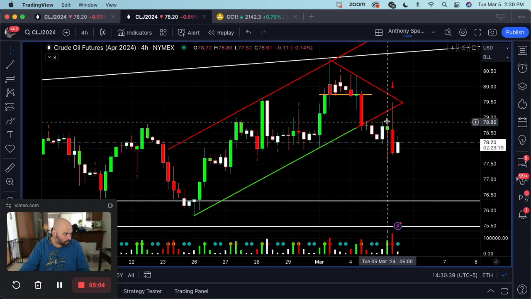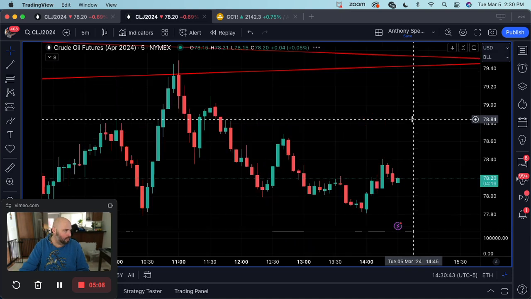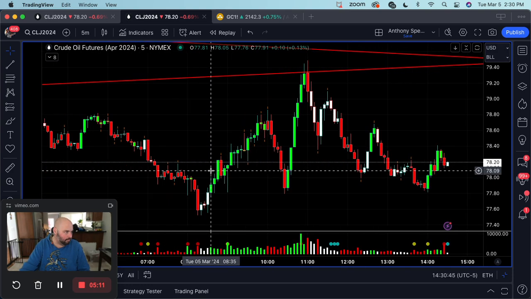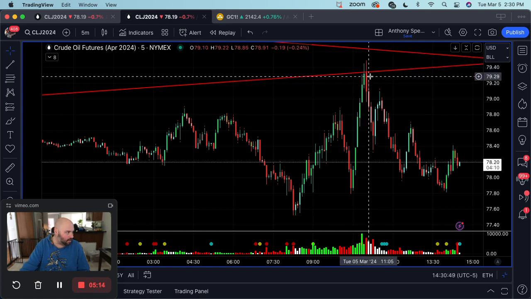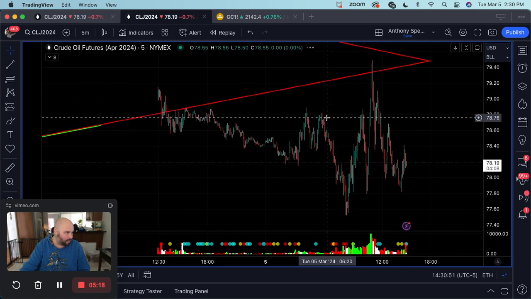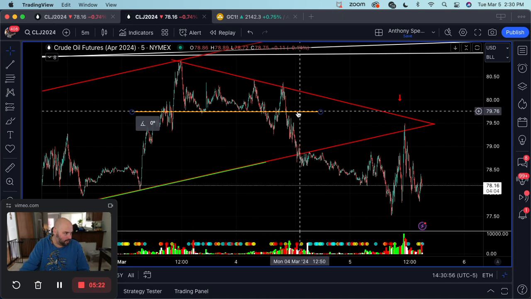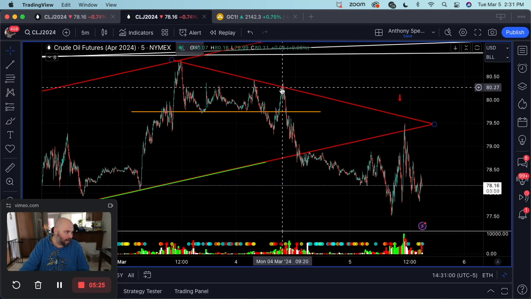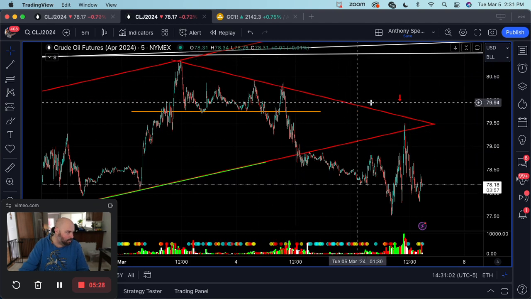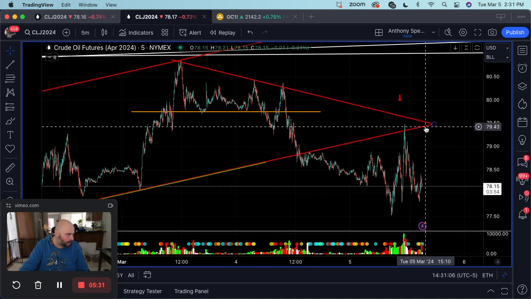So here's the test. I'll roll this down to a 5-minute chart. Look at that flawless rejection, okay? Let me zoom it out. Here is that support line. It kept testing it, broke it, came back, retested it. So this is proven resistance to the downside. This is proven resistance to the upside.